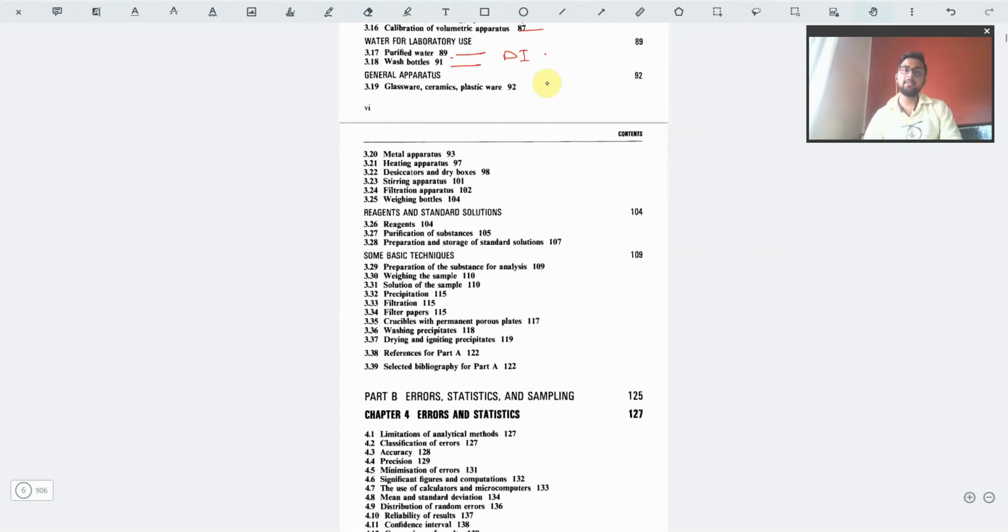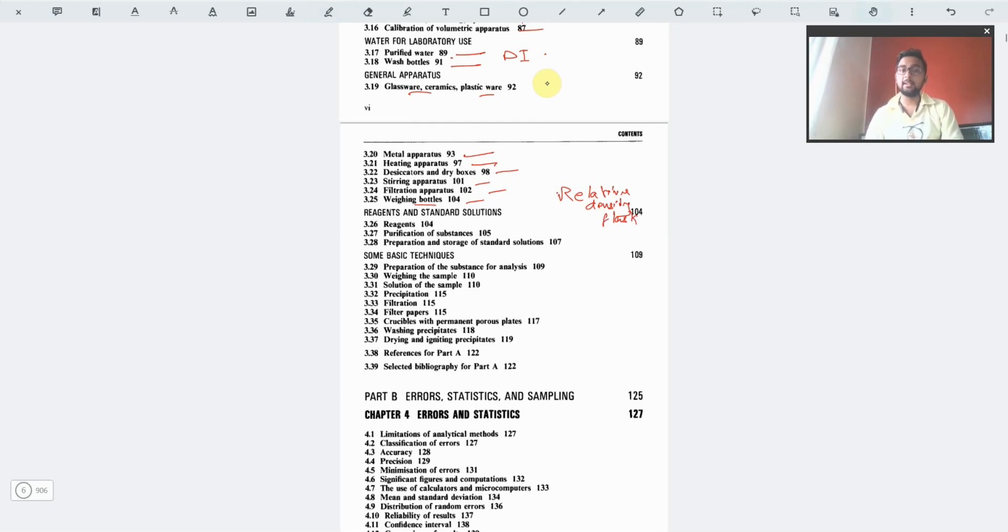then we have the general apparatus. We have glassware, ceramics, metal apparatus, heating apparatus, desiccators and dry boxes, stirring apparatus, filtration apparatus, weighing bottles. So metal apparatus, you may include tongs. Okay, a metal tong, heating apparatus, a wire gauze, stirring apparatus, a glass rod, a filtration apparatus, a filter paper, and a funnel. Okay, weighing bottles. So round bottom on the weighing bottle, you may say the relative density flask, you already know. Okay, relative density flask.